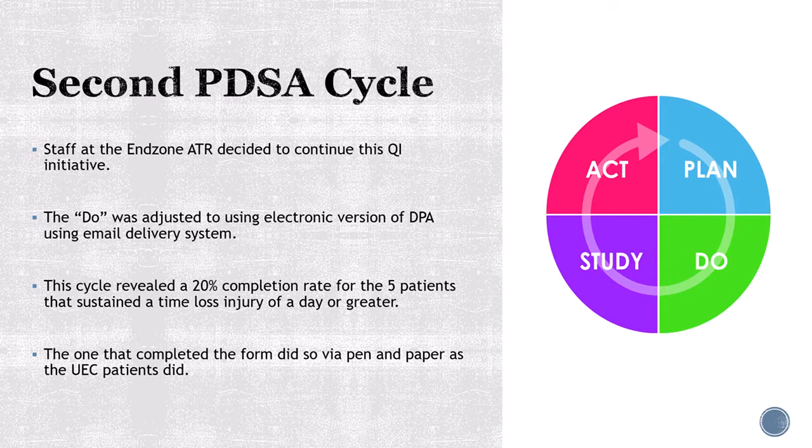However, this very short cycle revealed a 20% completion rate for the 5 patients that sustained a time loss injury of a day or greater. This cycle did not go long enough to do the follow-up DPAs, but for the initial evaluation, there was only a 20% completion rate. The one individual that completed the form did so via pen and paper, as the UEC patients did. The remainder, the other 4 patients that qualified, were sent the emails and they did not complete the forms.